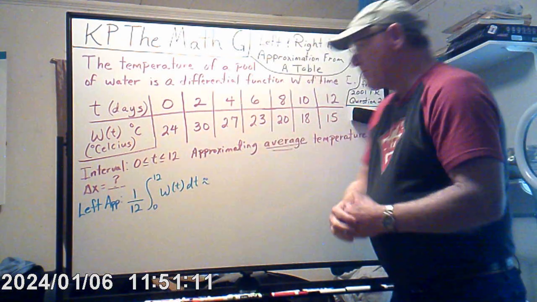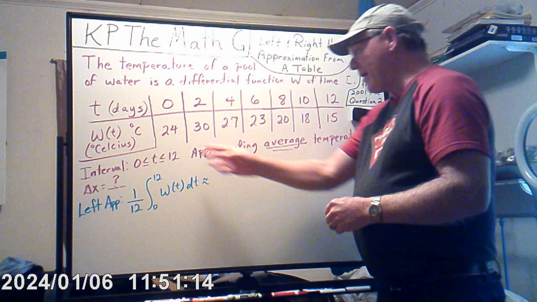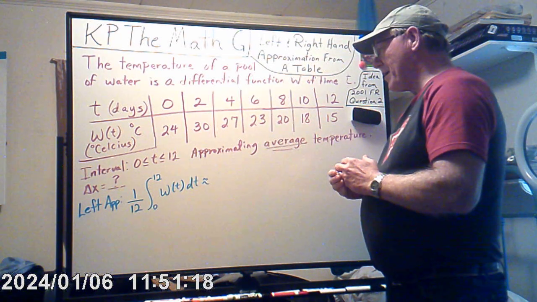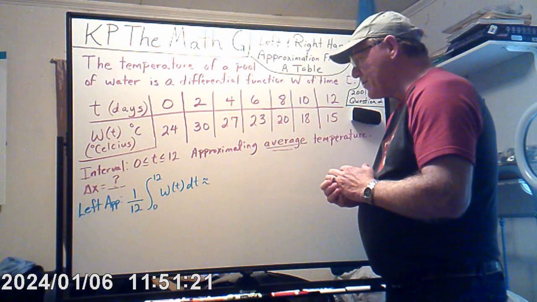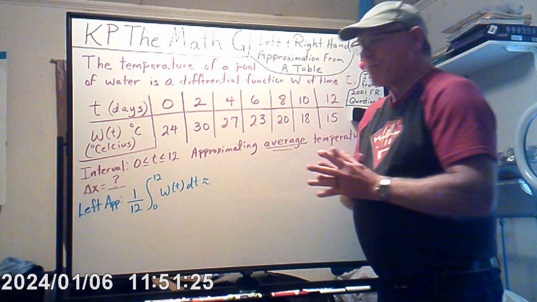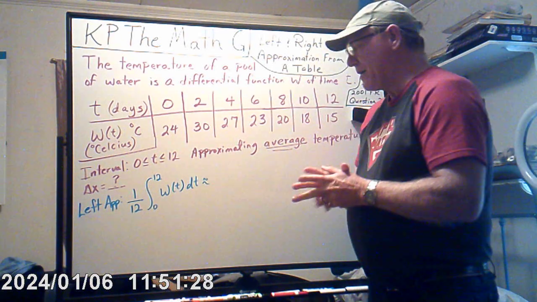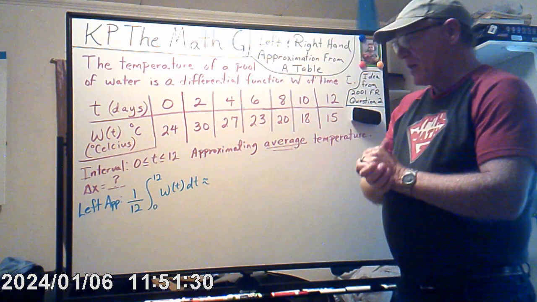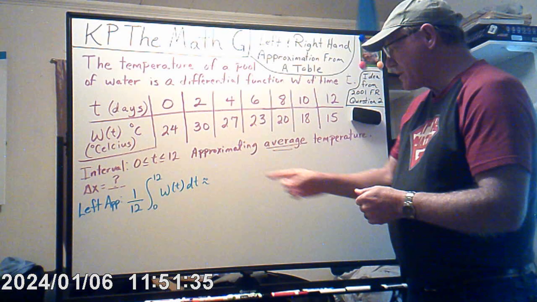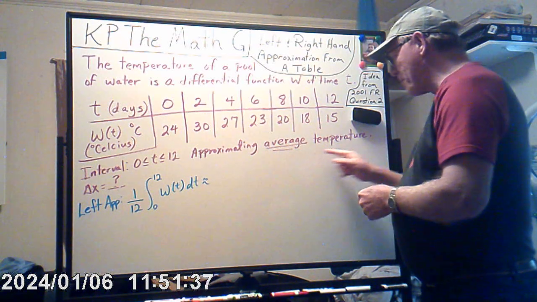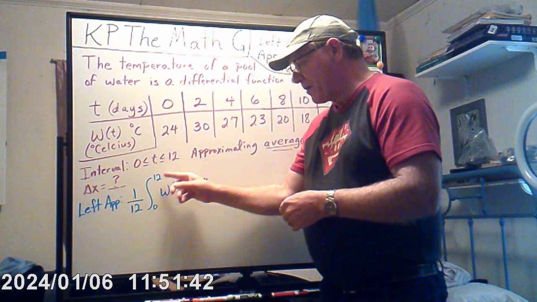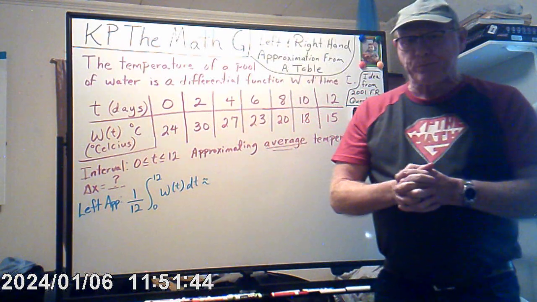I kind of went this route here with these numbers, using pretty much the same numbers that they used for Celsius. But anyway, still different numbers. The interval is from 0 to 12. As you can see, we're approximating. What we're doing here is we're approximating average temperature from time t0 to time t12.